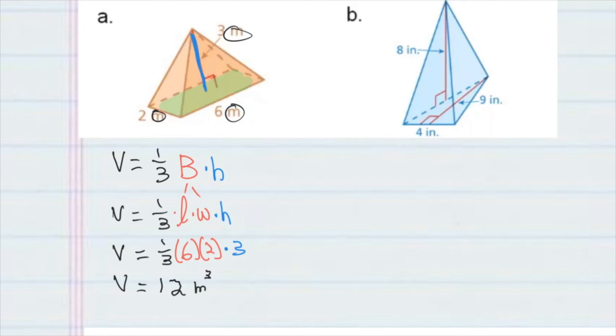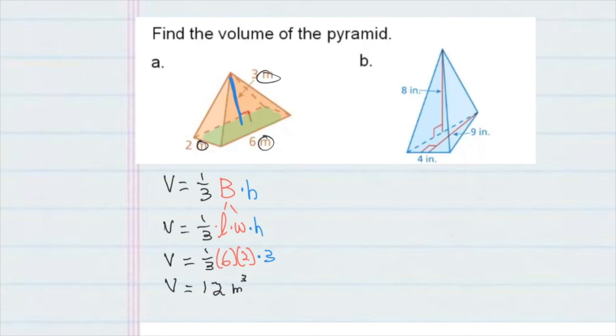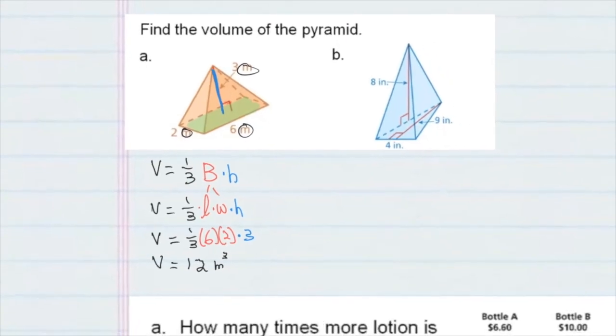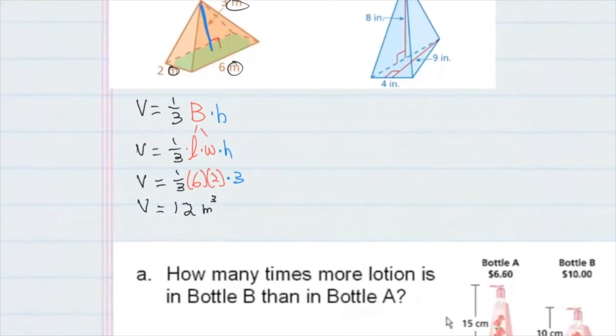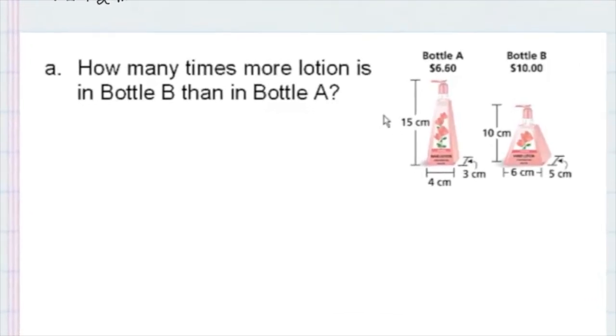Your goal is to do part B on your own. And when you're done with that, show your teacher, and then you can move on to the last example before the practice. All right, now that you've done that problem, we're going to move on to the last example.